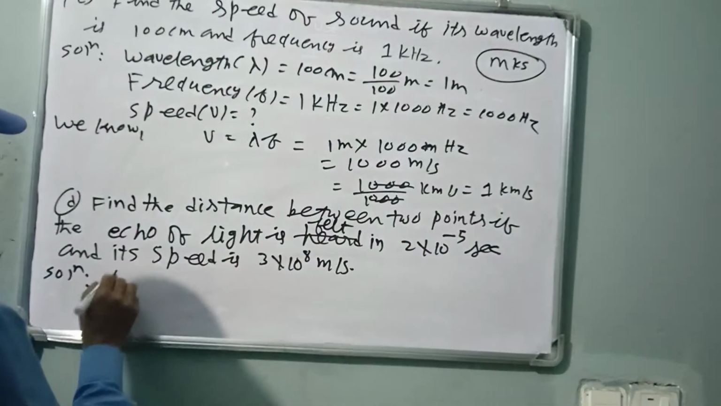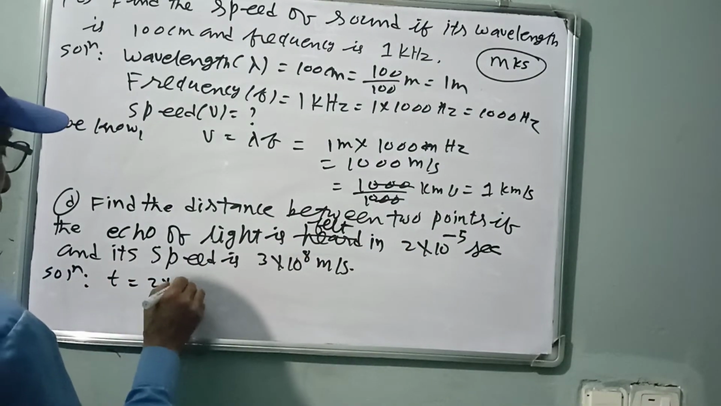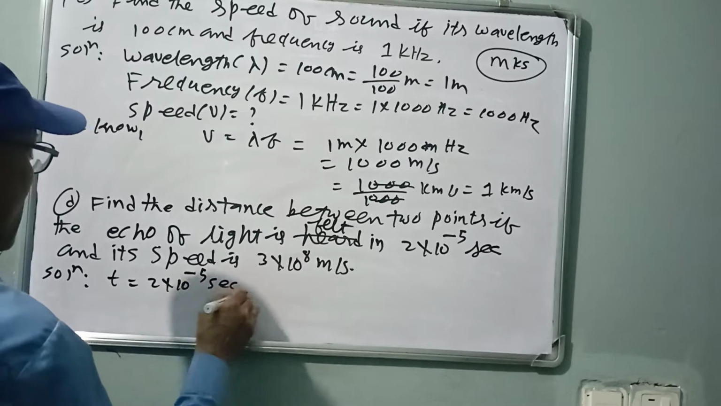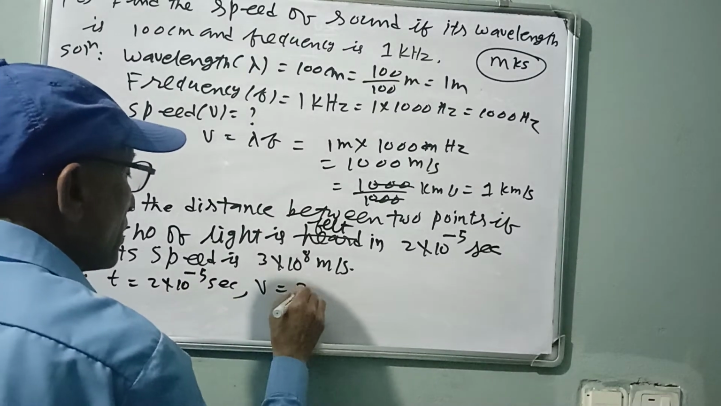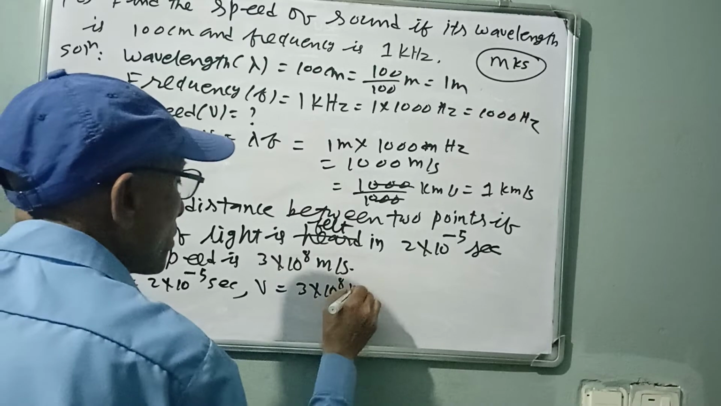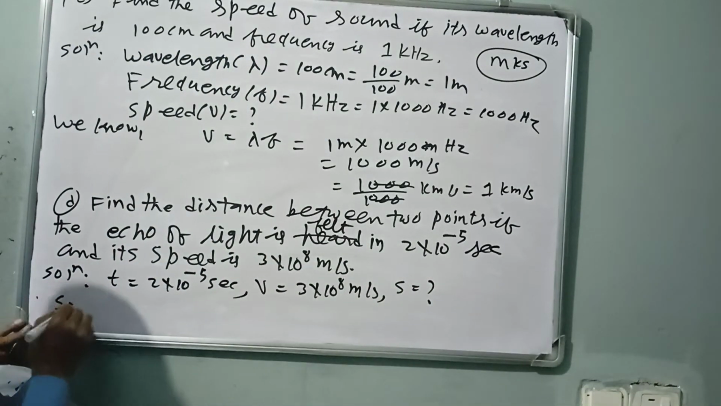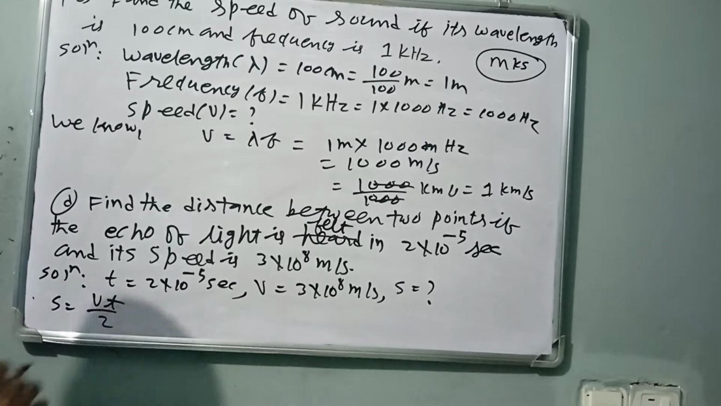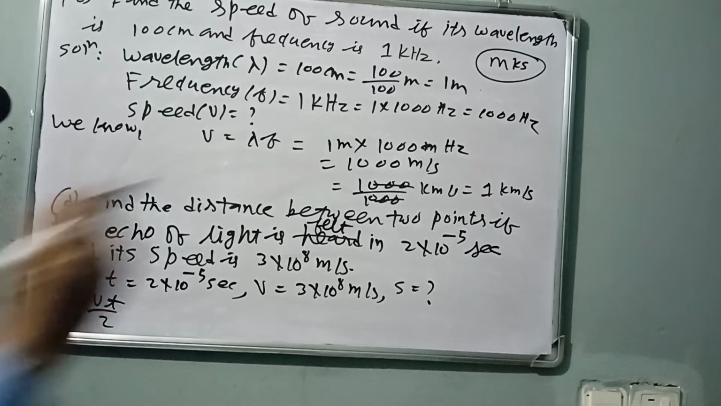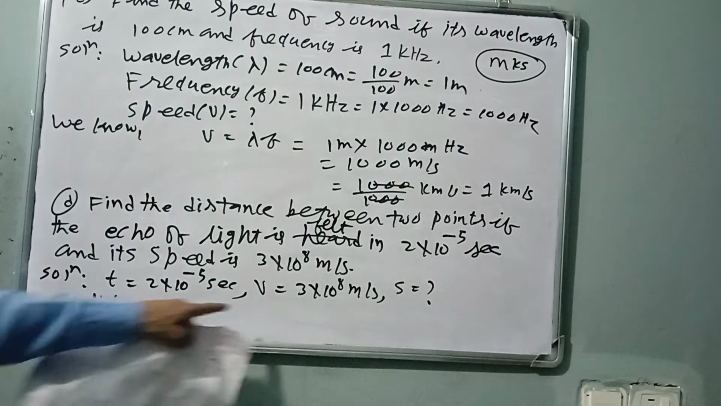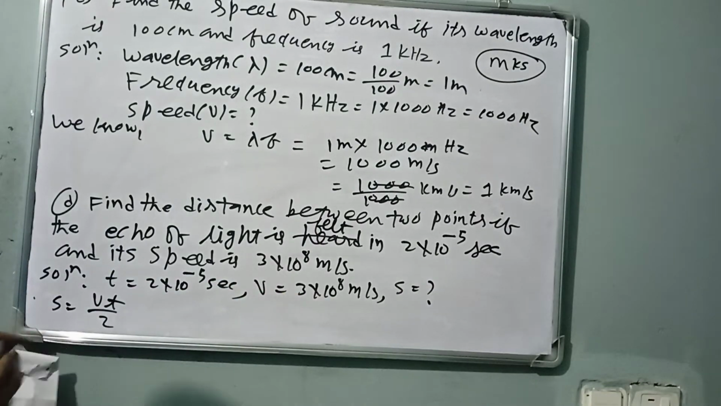This is time period t, 2 into 10 to the power minus 5 second. Speed v equals 3 into 10 to the power 8 meter per second. Distance, what? We know distance equals vt by 2. Why 2? Time to go and time to come back.